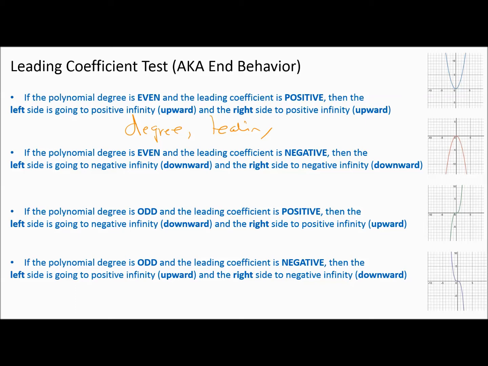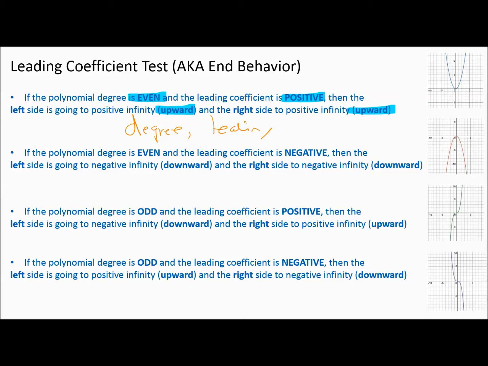So if the polynomial degree is even, so if the degree is a number like 2, 4, 6, 8, 10, and the leading coefficient is positive, so any positive number, so 2, 4, 7, pi, all those are positive numbers. If both of those conditions exist, then the left side of the polynomial is pointing upward, and the right side of the polynomial is also pointing upward. Notice I say it's going to positive infinity.